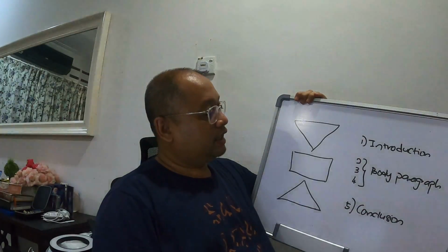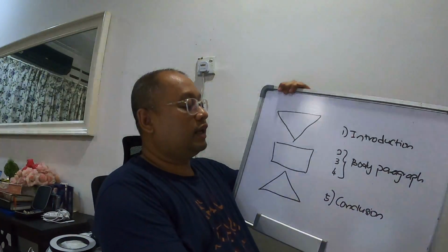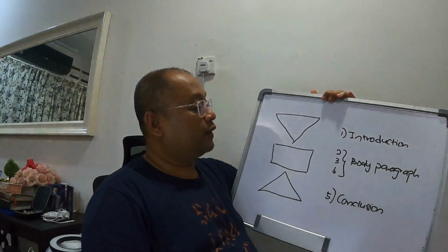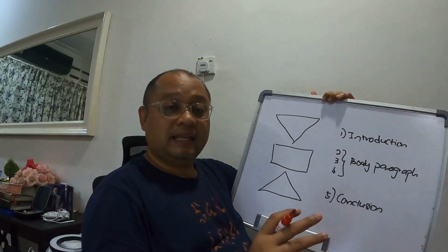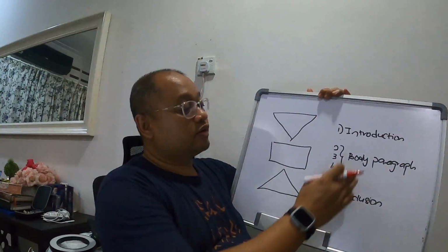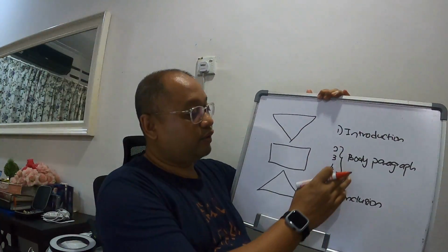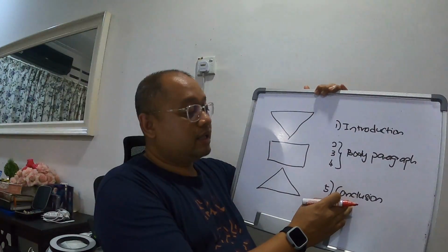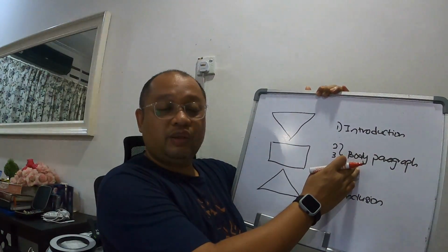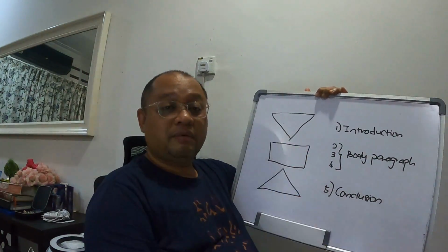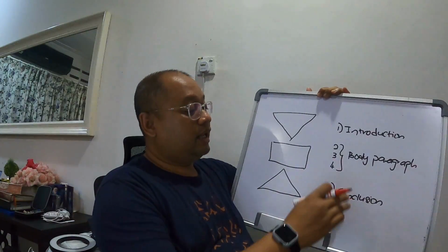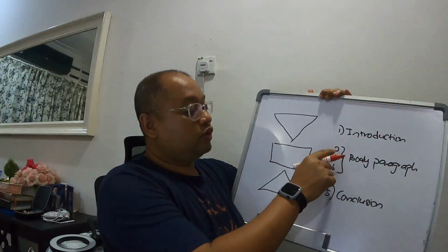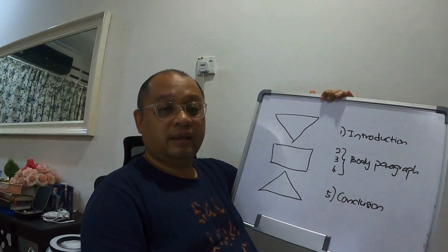So what is it about? Let me introduce to you the basic structure of a writing. In writing you need to have at least 5 paragraphs. You're going to start with the introduction, then the body paragraph, and then the conclusion. In the body paragraph, you need to have at least 3 main points, divided into each of the paragraphs, for example paragraph number 2, number 3, and number 4 over here.